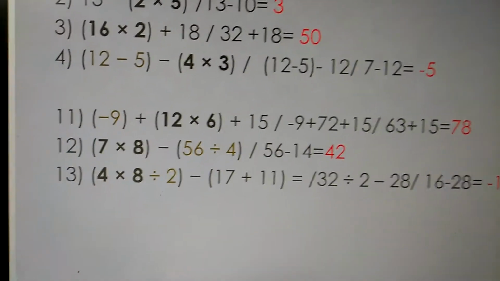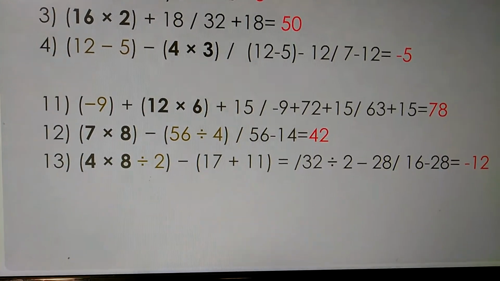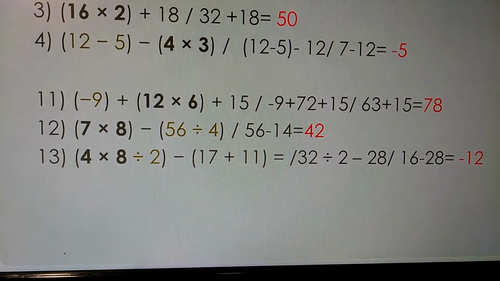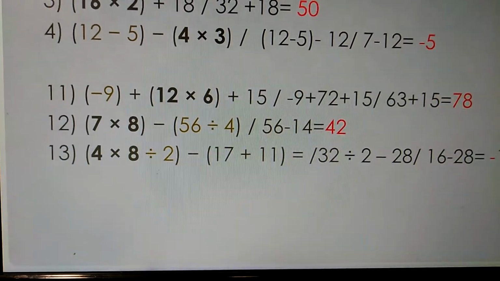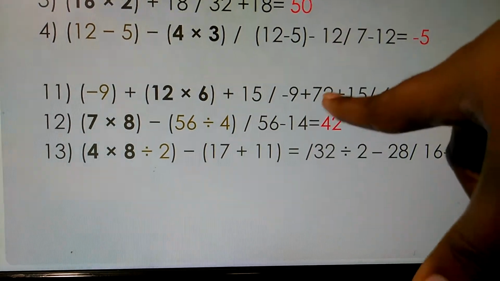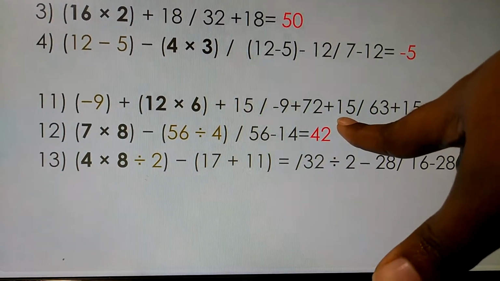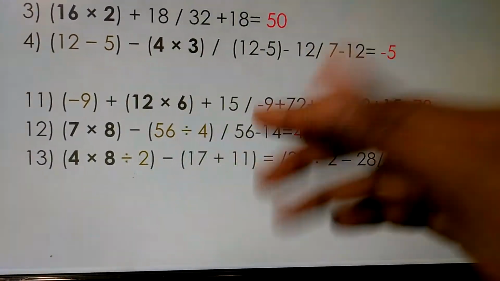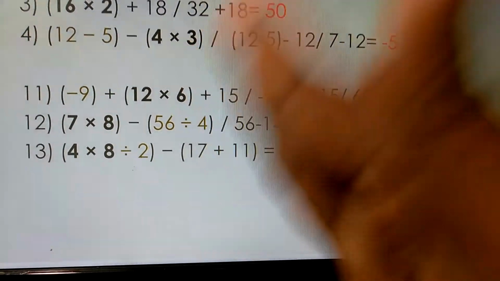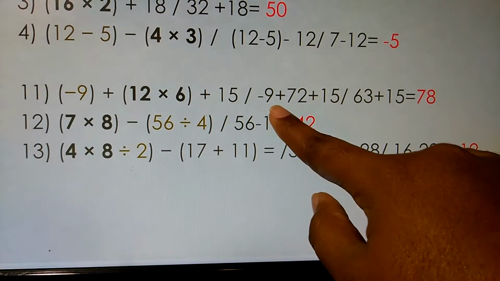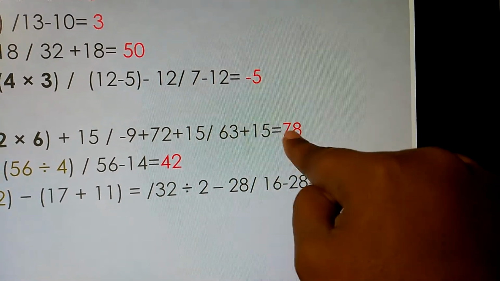Okay? Number 11, we have negative 9 plus 12 times 6 plus 15. I hope I did that right. Yeah, so plus 15. All right, 12 times 6 is 72. I brought the negative 9 over, and I brought the positive 15 over. We're going to go from left to right because it's addition and subtraction, and they're on the same level. So I did negative 9 plus 72, which gives you 63, plus 15 is 78.